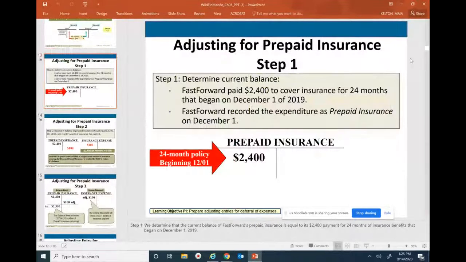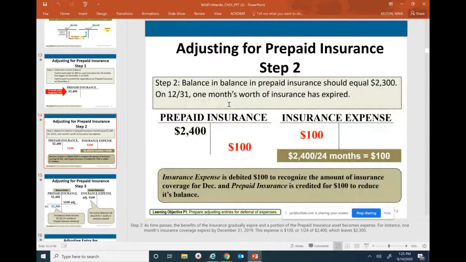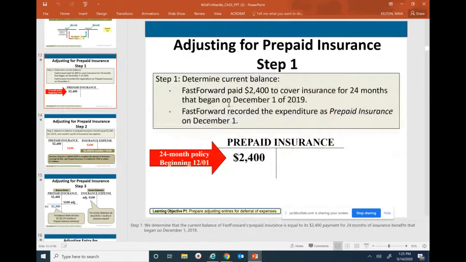Here's how it works. In this case, the company purchases $2,400 worth of insurance on December 1st. The $2,400 is to cover 24 months worth of insurance beginning on December 1st. So now the question is, what adjustments do we have to make to that account? Here on December 1st, we can see the debit to the account. We have increased assets.